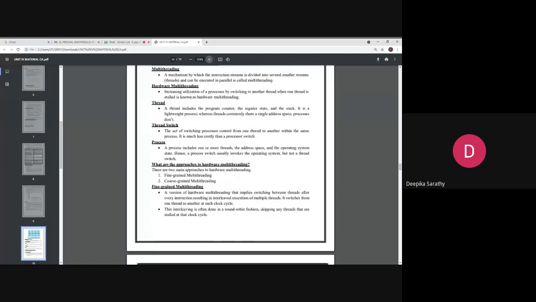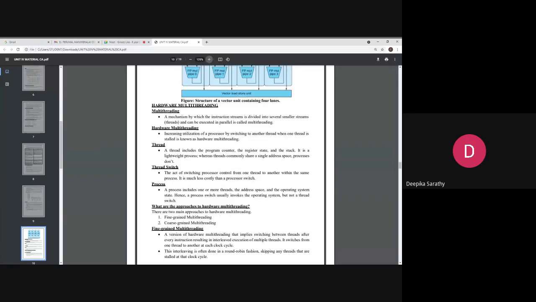Next, I'll be having two approaches for hardware multi-threading. What have you seen? We have seen what is multi-threading and hardware multi-threading, what is a thread, what is a thread switch, and what is the processor. Multi-threading அப்படின்னா I'll divide the entire instruction stream into small instruction streams and then I'll process several small streams in parallel. All the small streams will be executed parallelly. This process is called multi-threading.